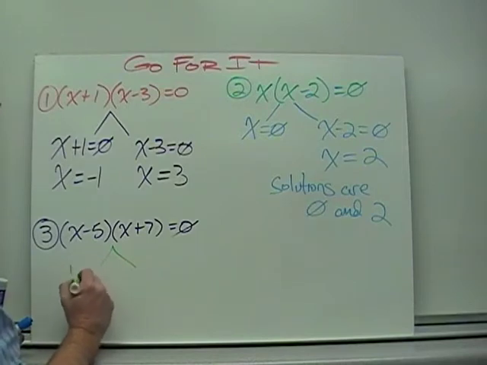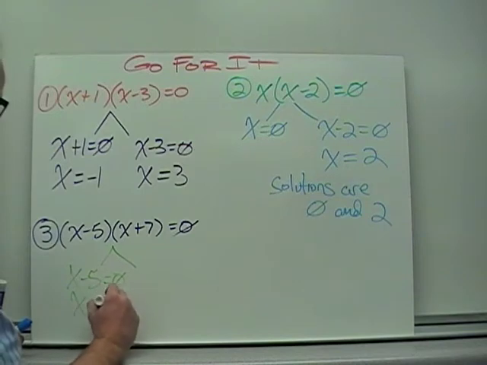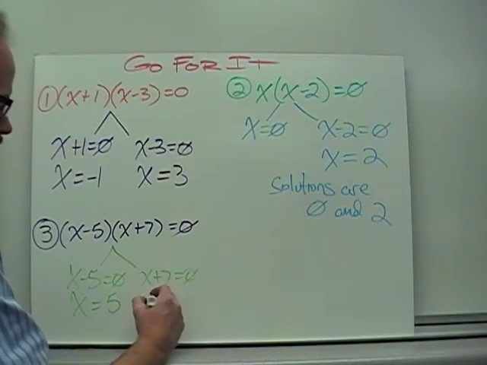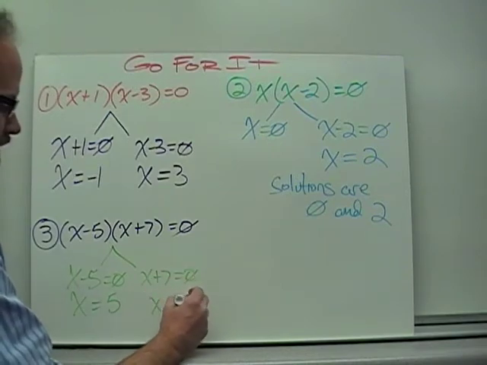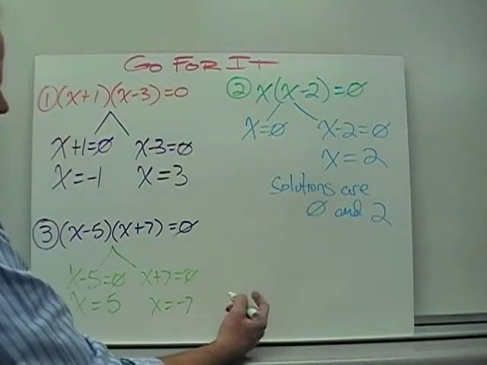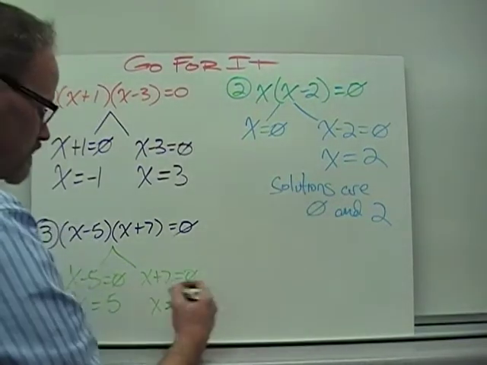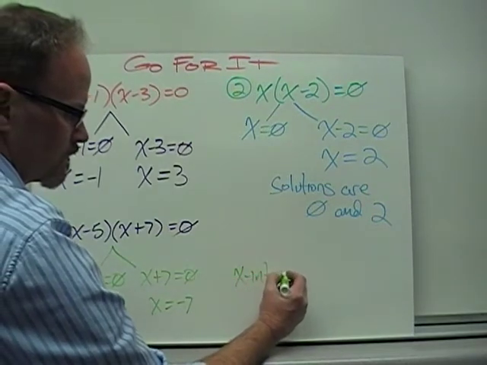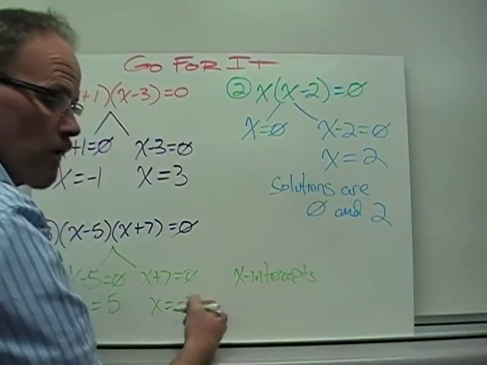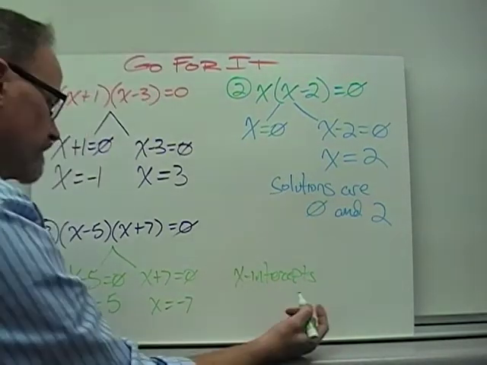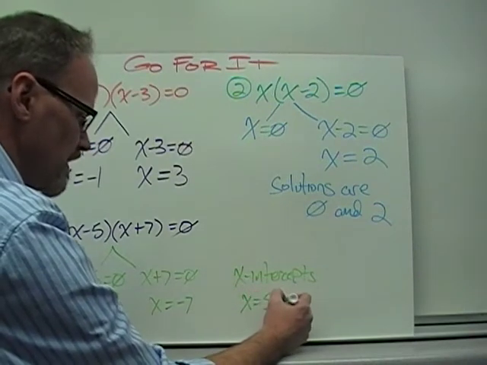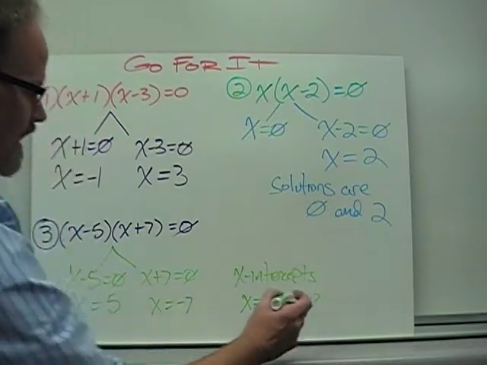Just split them up. x minus 5 equals 0, that's going to be x equals positive 5. And x plus 7 equals 0, and that is just going to be x equals -7. So really, in all of these, the solutions are going to be the x-intercepts, or the roots. Remember that one. X-intercept. So this is x equals 5 and -7.